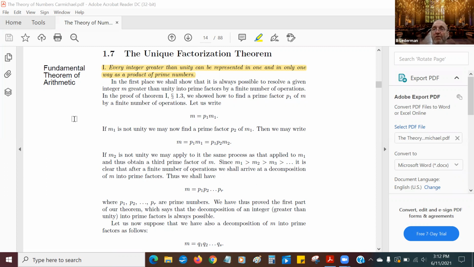In other words, if you take a number and you make a factor tree, you're going to get a certain answer. First of all, it's possible to make a factor tree and get a prime factorization of a number. Second of all, if two people do two different prime factor trees, you'll always get the same final answer. That's what it means: only one way. That's what unique means. Unique means that there's only one.